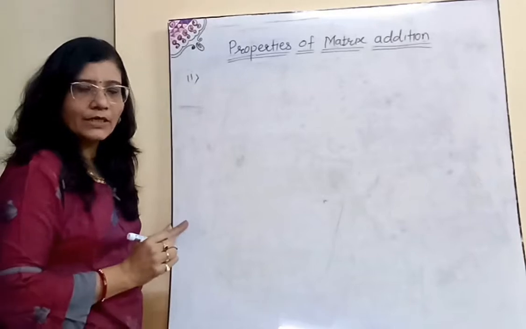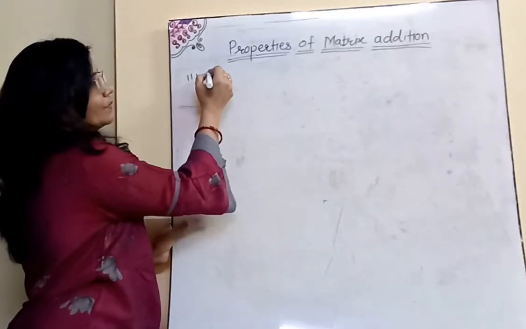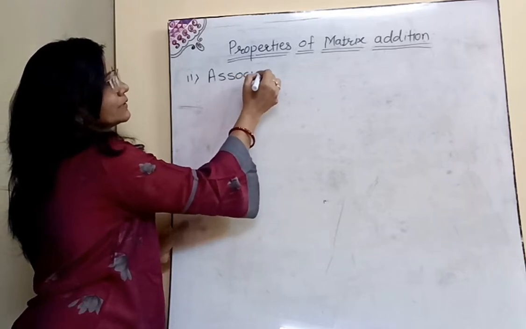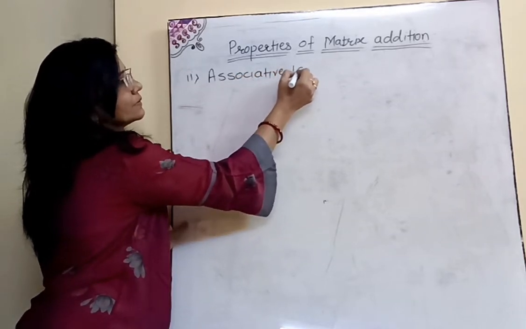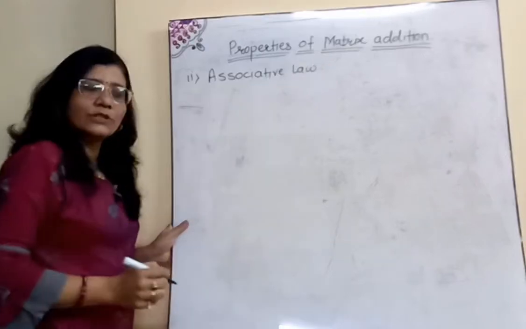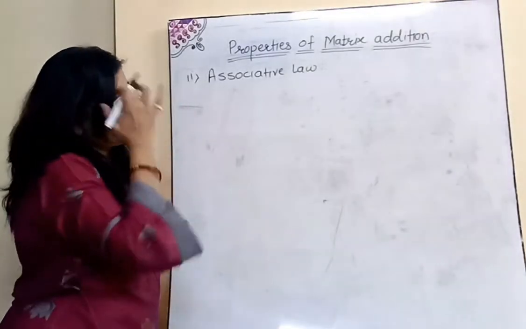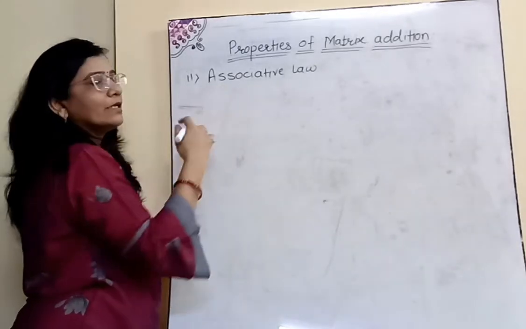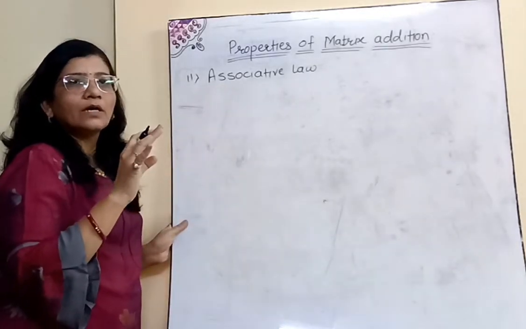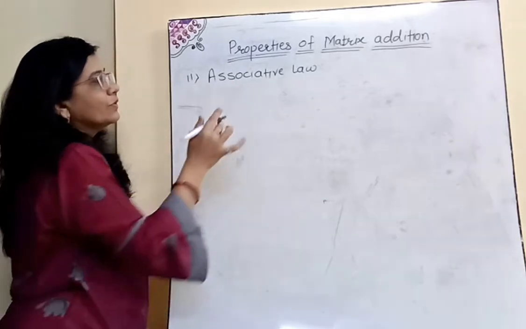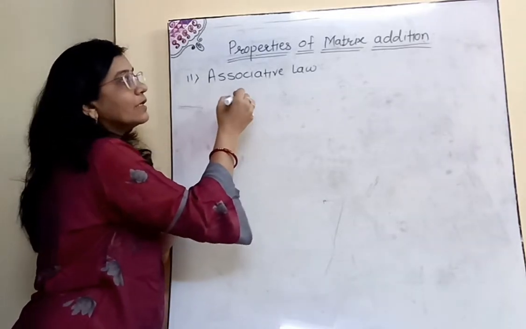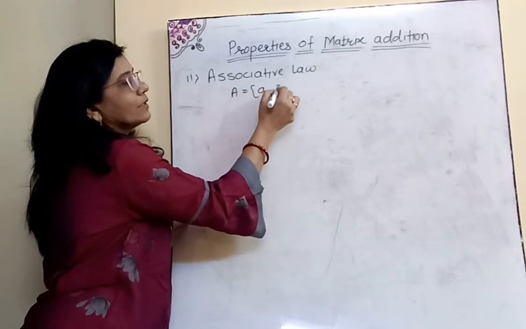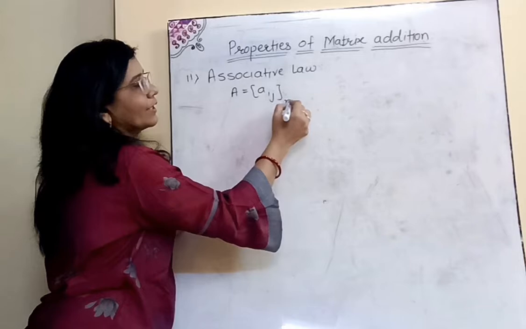Now the second property is the associative property, that is the associative law, or associativity. Now, what does associativity suggest? As usual, in the real numbers, addition is associative. So similarly in matrices, suppose A is a matrix denoted by Aij having order m by n.